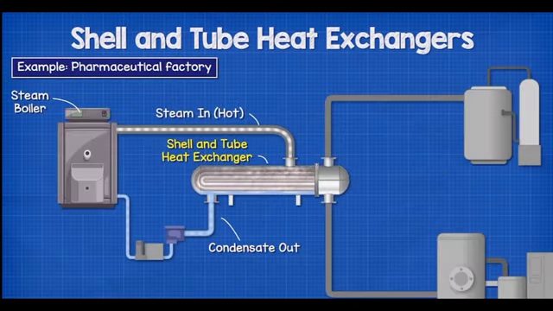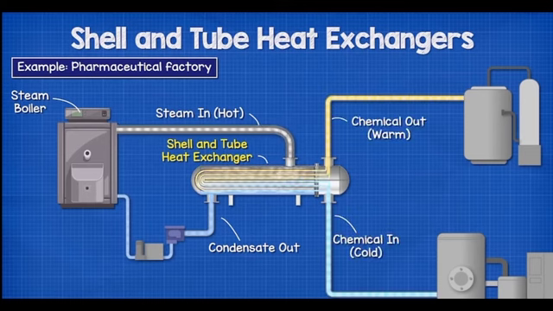For example, we might find this in a pharmaceutical factory with a boiler providing steam into the shell, which surrounds the tubes. A chemical product is then pumped through the tubes, and this absorbs the heat of the steam through the tube wall. So this product is going to exit the heat exchanger much warmer. Meanwhile, the steam will start to condense into a liquid and flow back to the boiler to pick up more heat and repeat the cycle.